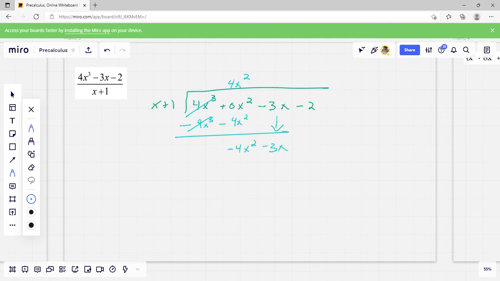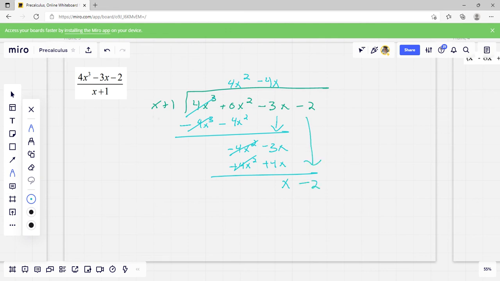Now I have to multiply something times x to get to negative 4x squared. That would be negative 4x. So now I'm going to multiply by both my terms. Negative 4x times 1 would be negative 4x. Negative 4x times x would be negative 4x squared. Change both my signs. Alright, so these are going to cancel. Then I'm going to have 4x minus 3x, which would just be 1x. And then I'm going to bring down negative 2.